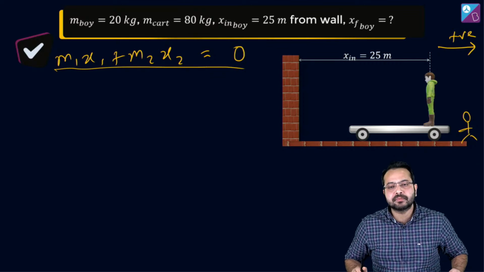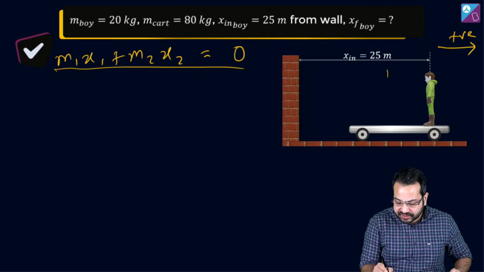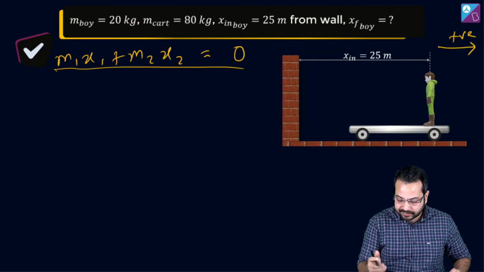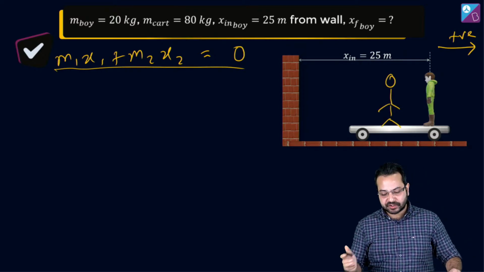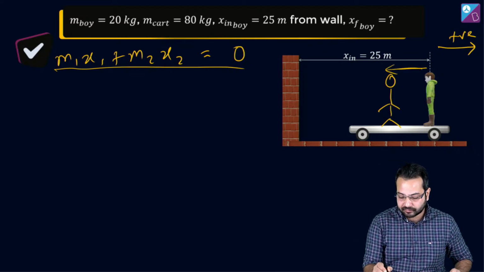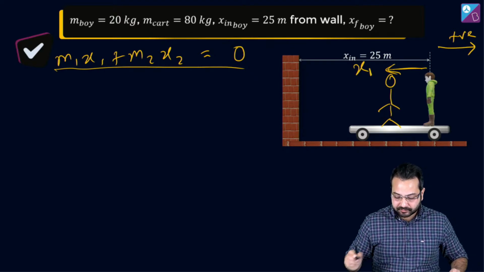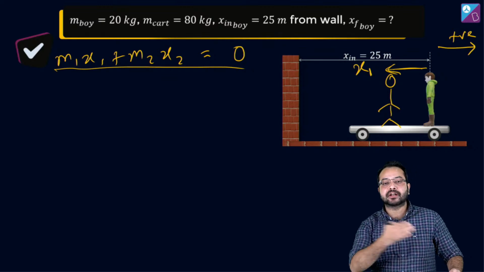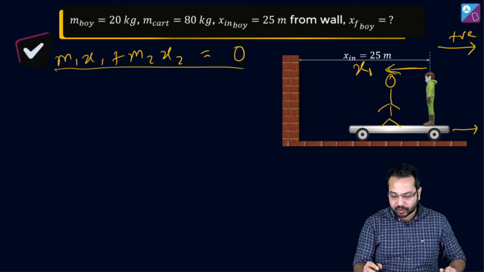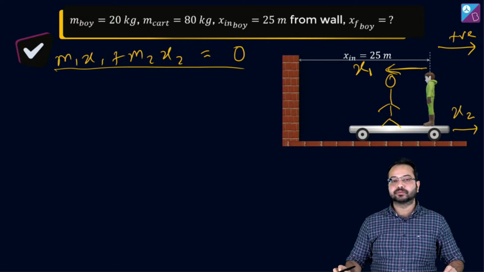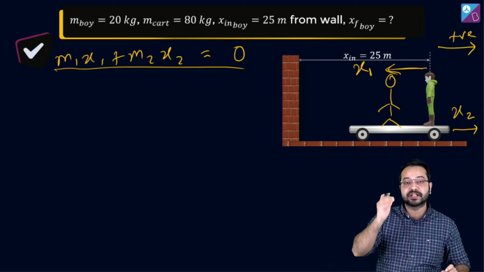And now I'm going to assume displacements. So this boy has moved some distance towards the left. Okay, I'm calling that x1. Okay, and then obviously the cart is going to go in the other direction, because the boy is going to push the cart towards the right. So the cart is going to the other direction and I'm calling that x2. Okay, now this x1 and x2 is in what frame? It is in the ground frame. So I have to write these displacements from the ground frame.